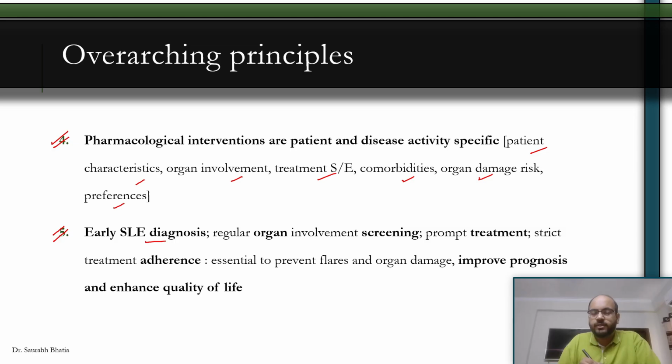Early SLE diagnosis, regular organ involvement screening, prompt treatment, and strict treatment adherence are very essential to prevent flares and organ damage and improve prognosis and enhance quality of life. Now, the fifth overarching principle is that the earlier you diagnose SLE, the earlier you make a record of organ involvement and damage, the earlier you start the treatment, the more you make sure that the treatment is being adhered to, it's being followed properly. These are very essential principles to prevent flares and organ damage. Clear? Let's move forward.